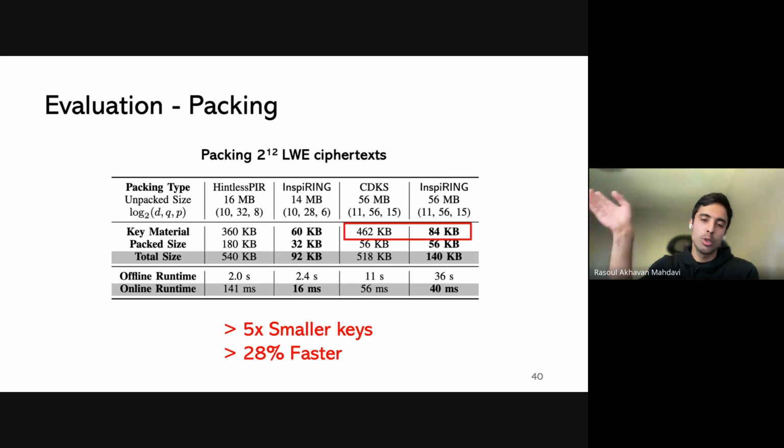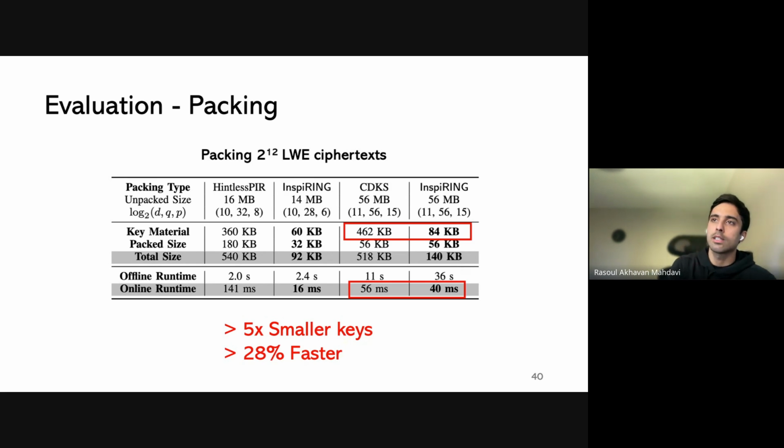You can compare the last two columns together because they're comparable in the parameters that they use. As I mentioned before, the packing key material that you need is much smaller compared to the related work called CDKS by Chen et al., where you have about 1/5 the packing key material. Not only do you need less key material, but it also ends up being faster because of the efficient operations that happen in the online phase that I mentioned, with the online time being about 20% faster.